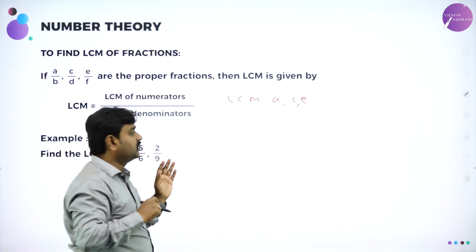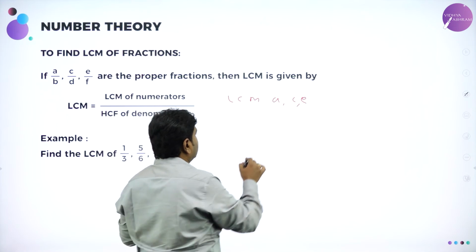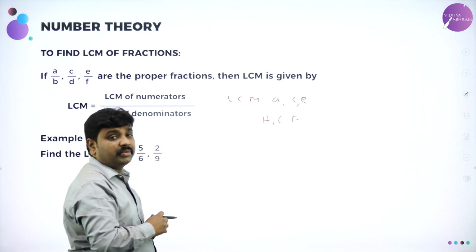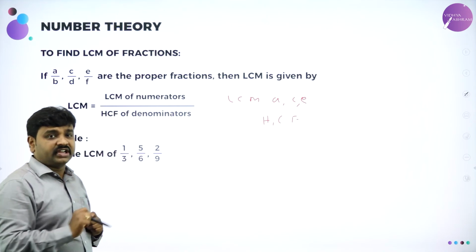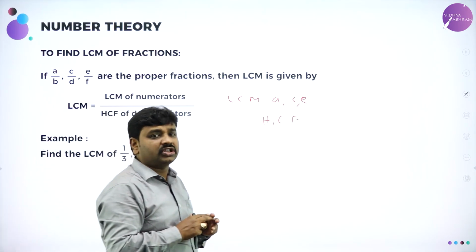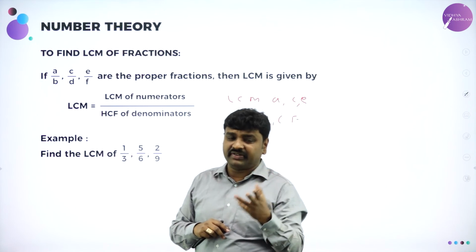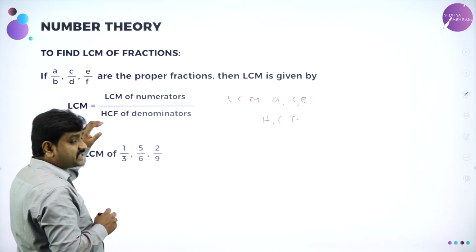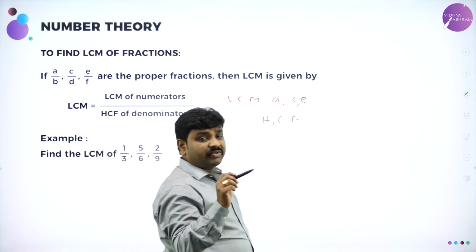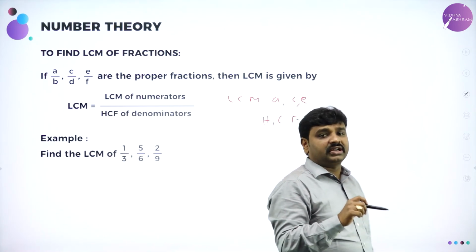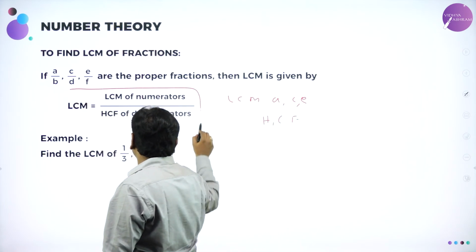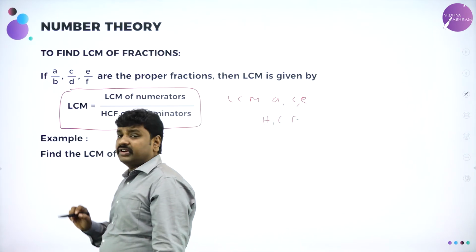Better to use the division method. Then find the HCF of the denominators. Highest common factor of the denominators. And we have techniques to find HCF also, which I will teach you. HCF is also called GCD, greatest common divisor or highest common factor. Both are the same. So the LCM of a fraction is the LCM of the numerators by the HCF of the denominators.